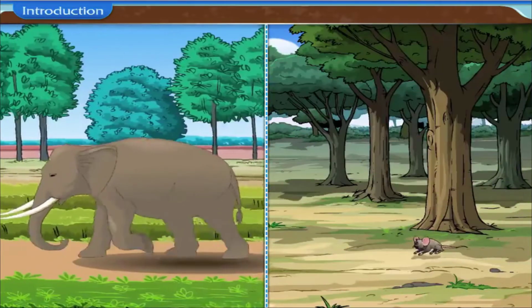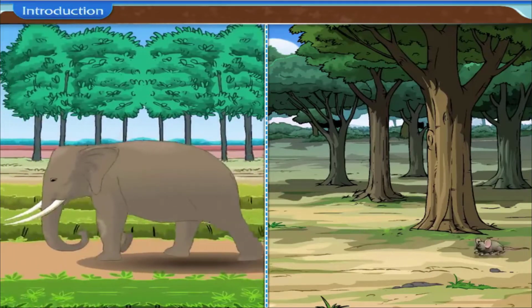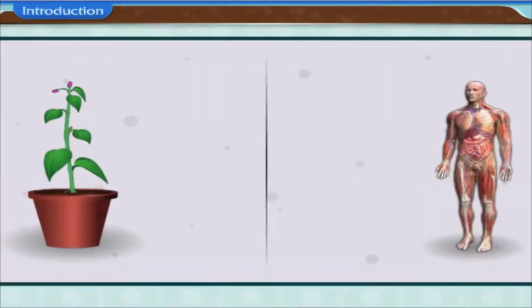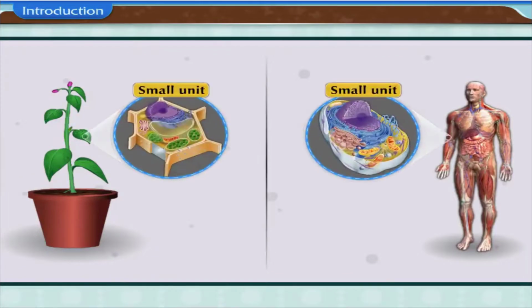Looking at the size of this elephant, we can obviously say that this elephant is made up of more cells than this mouse. It would be interesting to learn more about this small unit called the cell, isn't it? Come, let us proceed to learn more about it.